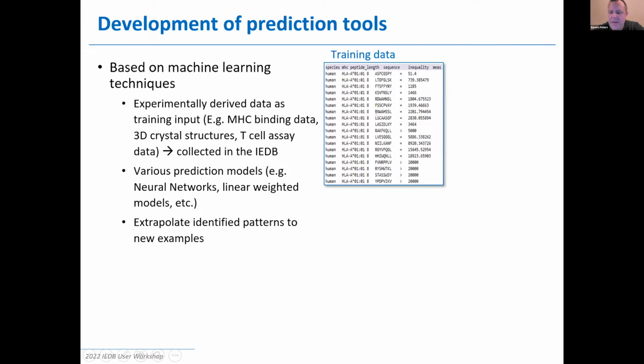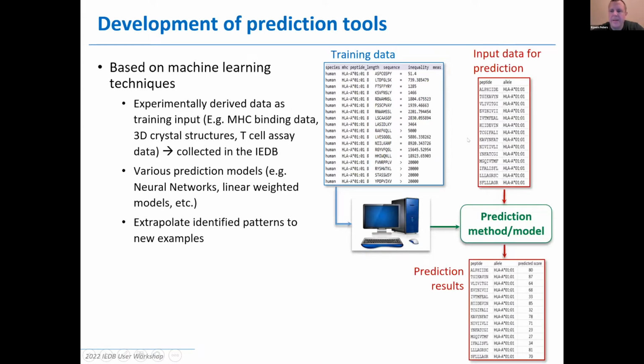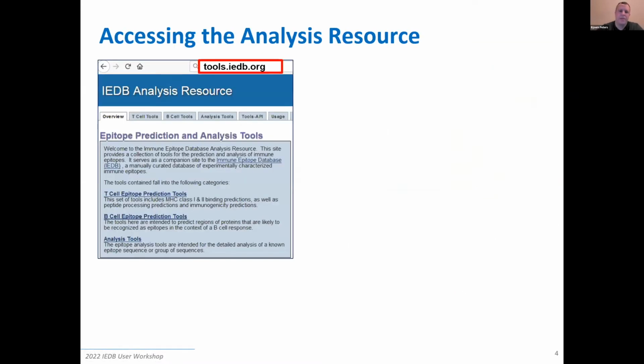So this training data is used to train a prediction method or model based on these machine learning techniques. And then this can be used with new input data, new experimental data where you don't know the experimental outcome, and extrapolate based on the patterns identified from the training data what the likely prediction results would be. So that broadly is what we mean by prediction models.